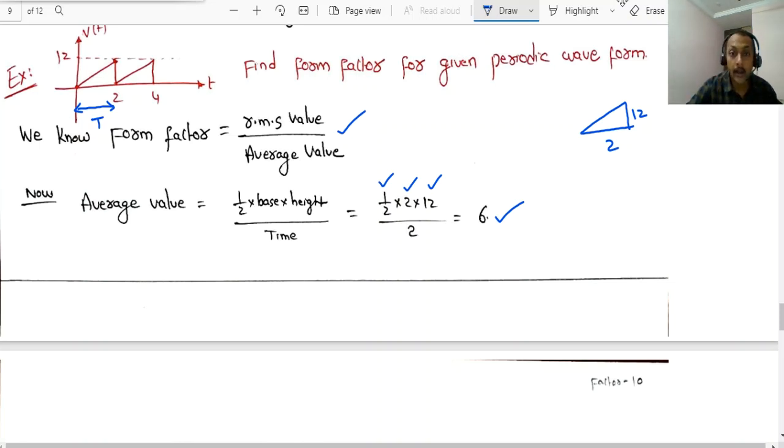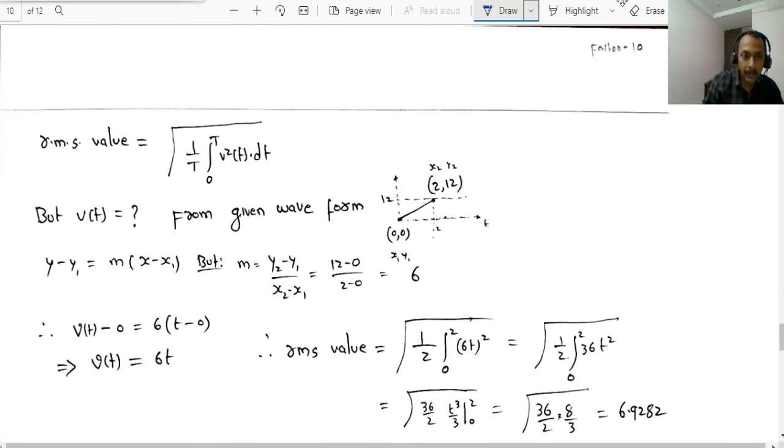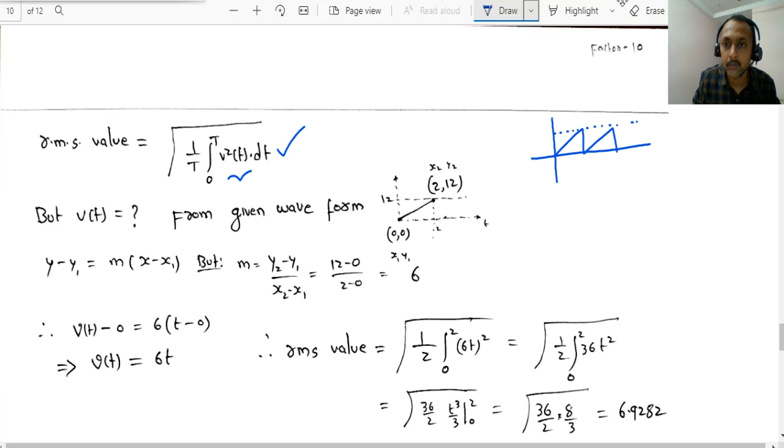Now we want to find the RMS value. Observe, the definition for RMS value, this one you should remember: 1 by T integral 0 to T of v square of t dt. Here the student feels it is very difficult. In the place of v square of t, what do you have to write? You know the graph, but you don't know its mathematical form. Very simple, dear students. You just find out the line equation, the equation of this line.